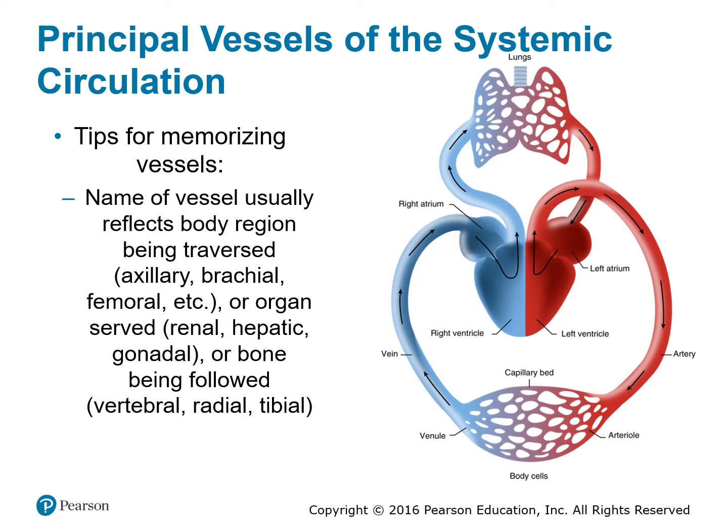Tips for memorizing. So the name of the blood vessel usually reflects the body region being traversed. So axillary for the armpit area, brachial for the arm, femoral, femur, etc. Or the organ being served. So renal, kidney, hepatic, liver, gonadal, gonads or reproductive organs. Or the bone being followed: vertebral, radial, tibial.